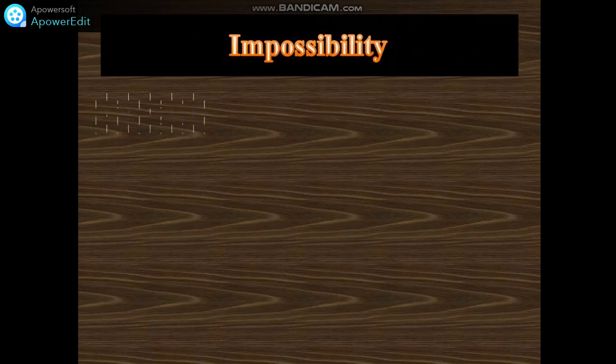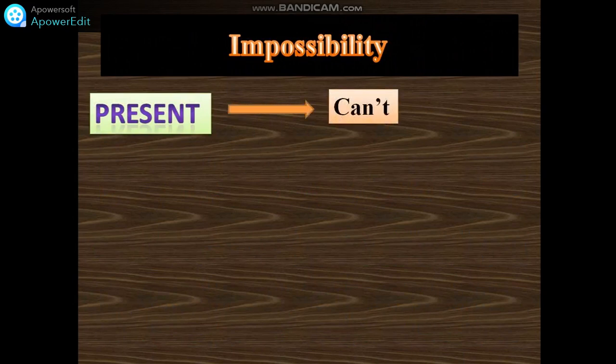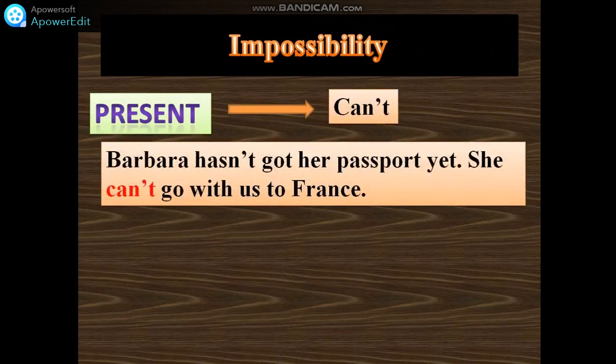How do you express impossibility in the present? You express it using can't. For example, Barbara hasn't got her passport yet. She can't go with us to France. It's impossible. She doesn't have a passport. She cannot go with us to France. Impossibility in the present. Now let's see the past.